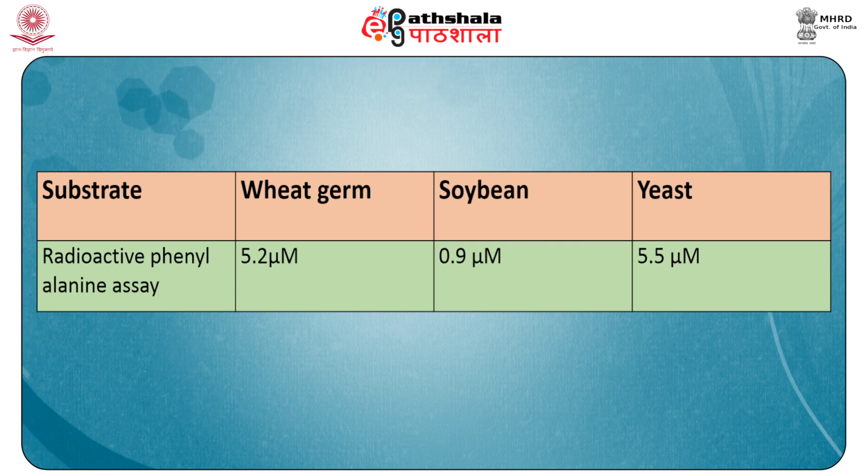table. Let us look at the substrate, namely radioactive phenylalanine, and the enzyme from sources such as wheat germ, soya bean and yeast. The enzyme assayed is the enzyme phenylalanine transfer RNA synthetase. If you look at the source wheat germ, the enzyme has a Km of 5.2 micromolar. From soya bean, it has a Km of 0.9 micromolar, and from yeast, it has a Km of 5.5 micromolar. Therefore, the enzyme from soya bean, having the least Km, shows the highest affinity.